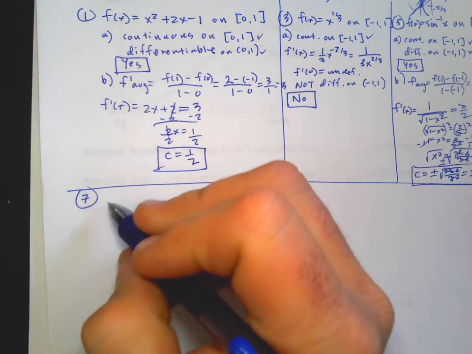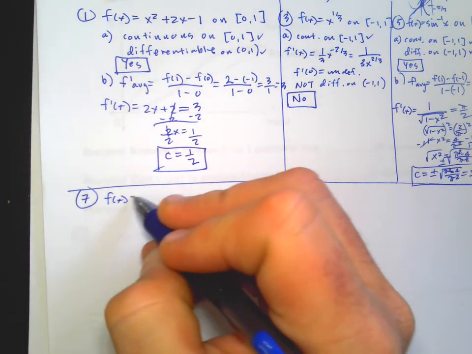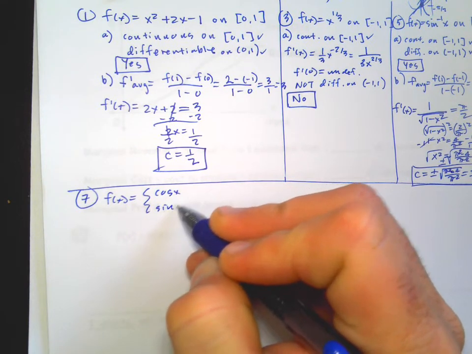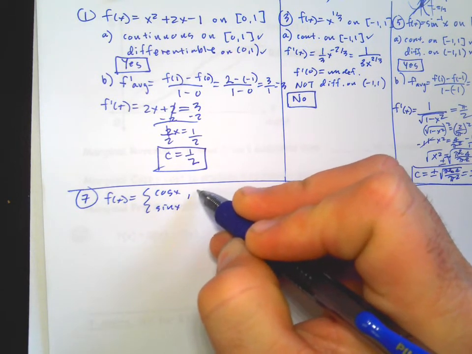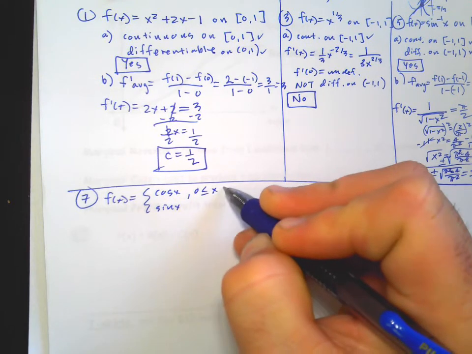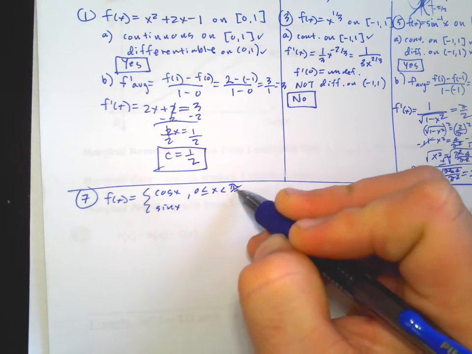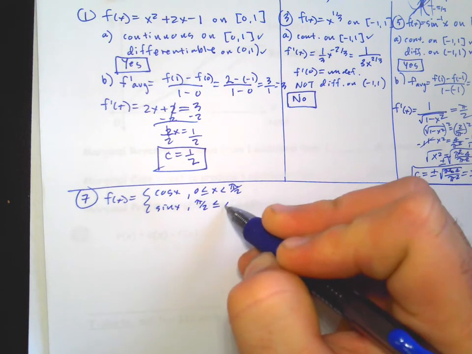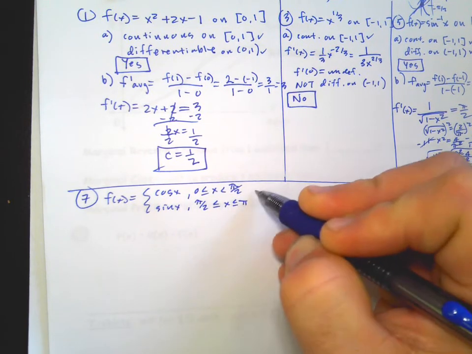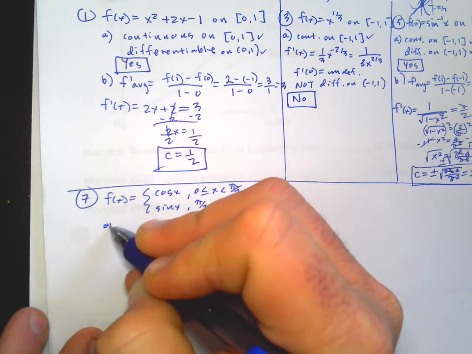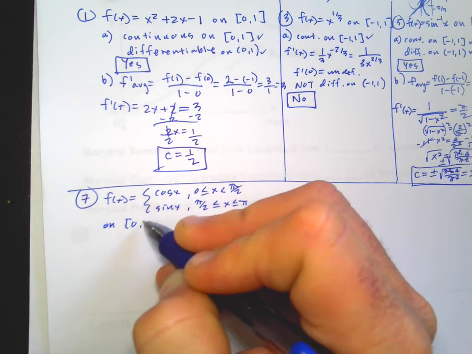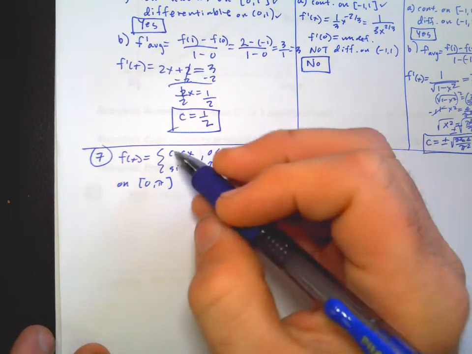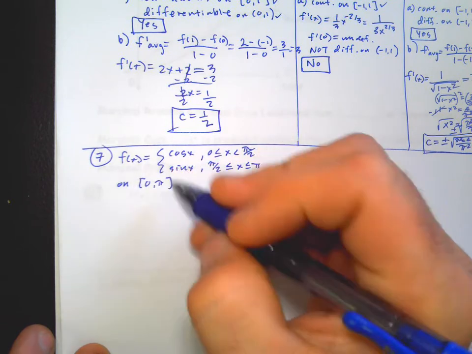Number 7, same group of problems. So this is a piecewise function. And again, I think drawing a sketch of this graph is going to help you understand what's going on better, especially with piecewise functions. And this is supposed to be on 0 to pi. So I'm going to draw sketches. It should be easy. It's just a regular sine curve, cosine curve.